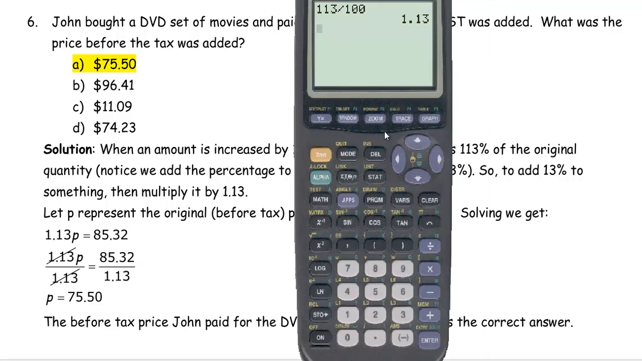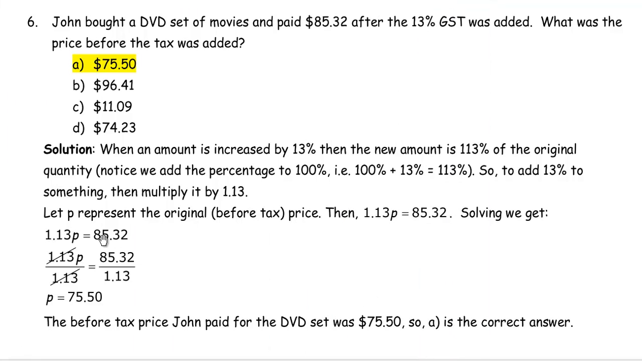So let's get rid of the calculator. Let's call P the original before tax price. Then 1.13 times P would give that 85.32. That was the price after tax. So we're going to take that equation and solve it for P.